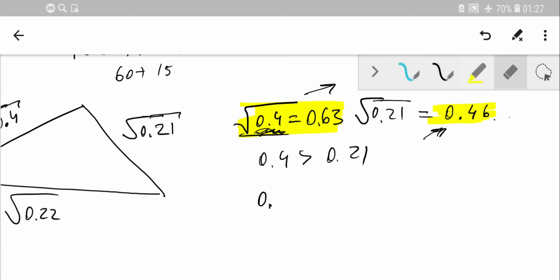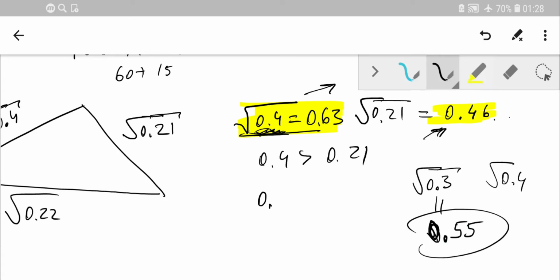But let's compare, let's say, very close values. So 0.3 and let's say square root of 0.4. So let's take the square root of 0.3 and still get a lesser value than you have for 0.4. Okay, so it will give you 0.55. So that actually is still less than 0.63. So anyway, the logic works in the same manner. So the greater the expression under the root, the greater the square root.